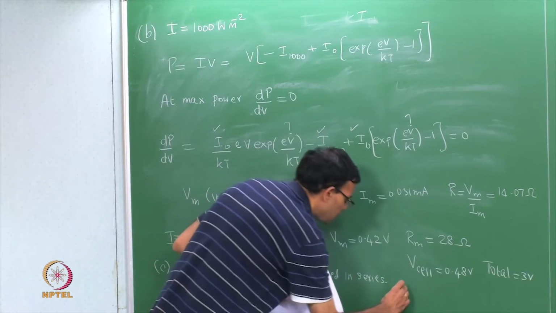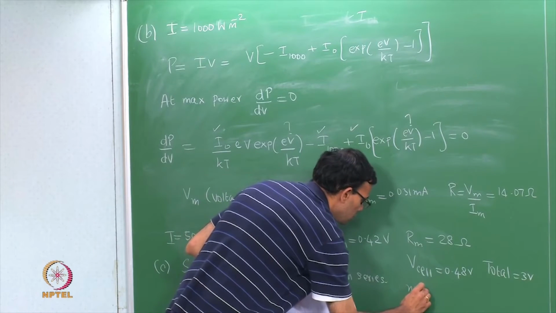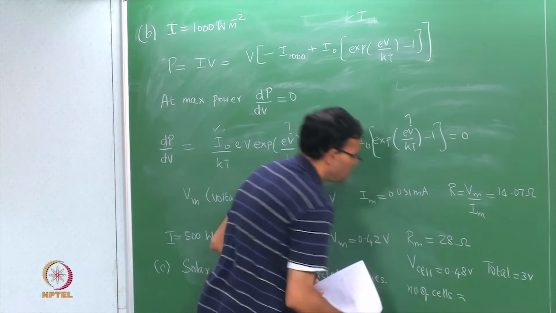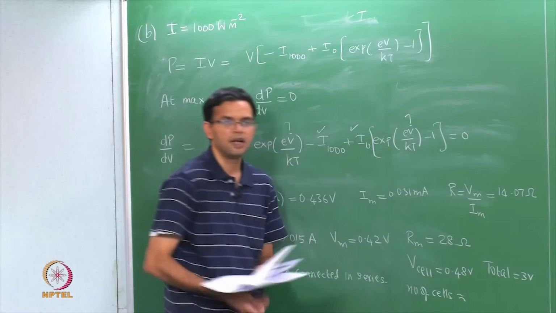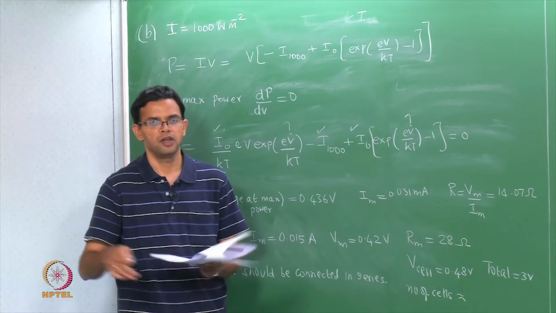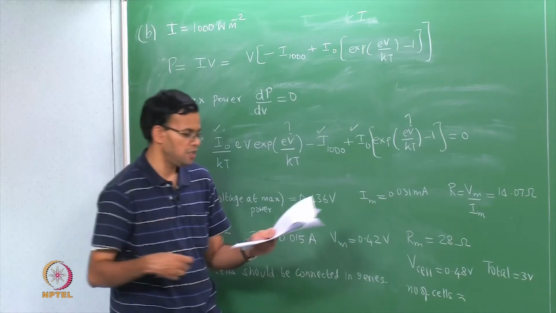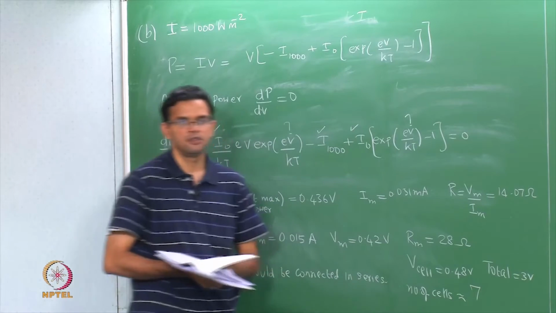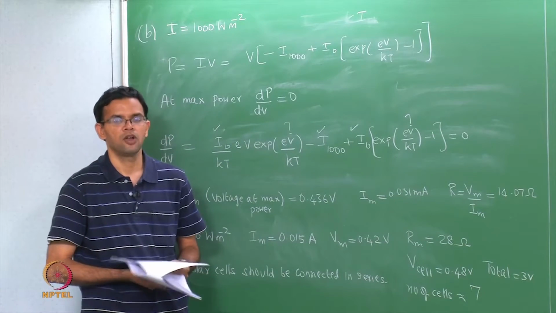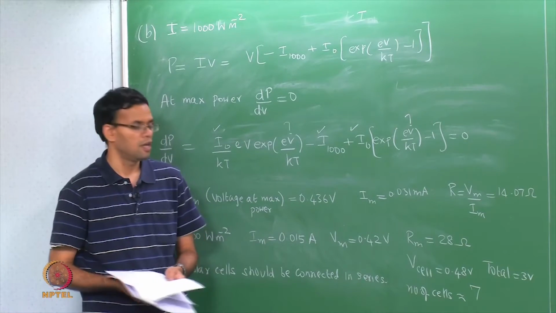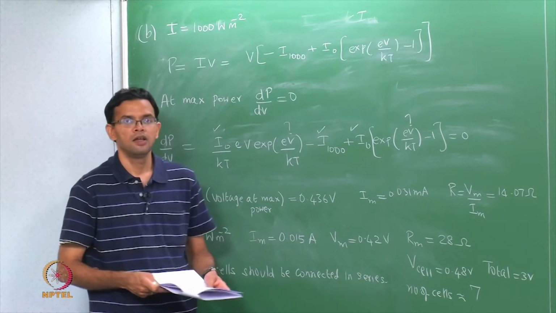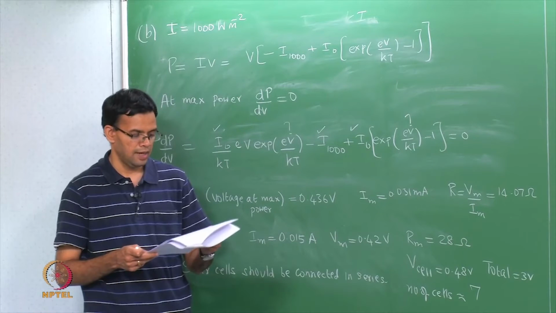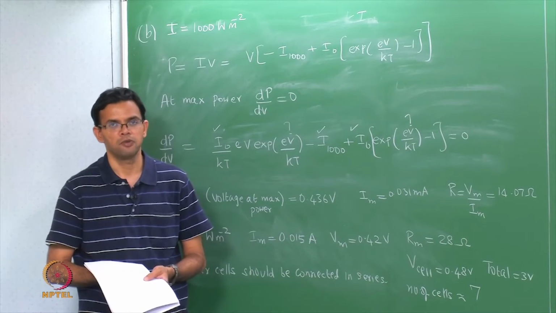So, the number of cells is essentially 3 divided by 0.48, and you round off to the highest integer. This gives you 7. So, we need 7 solar cells all connected in series to supply enough voltage to run a calculator. Let us now go to the last problem.